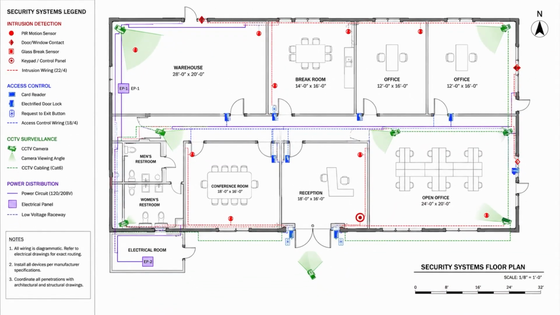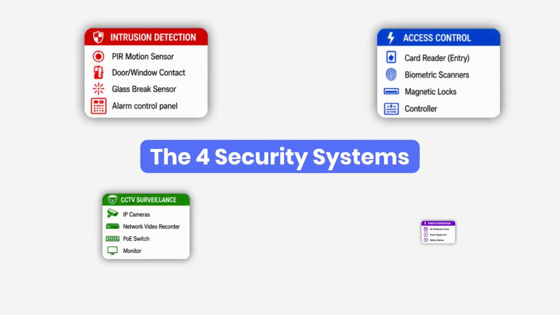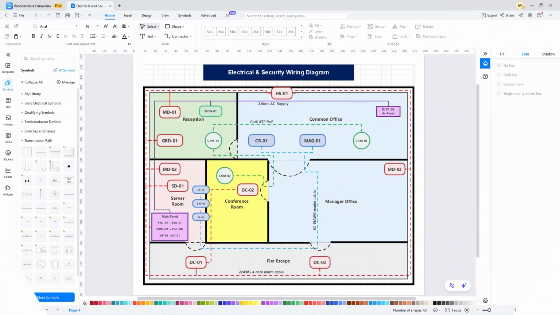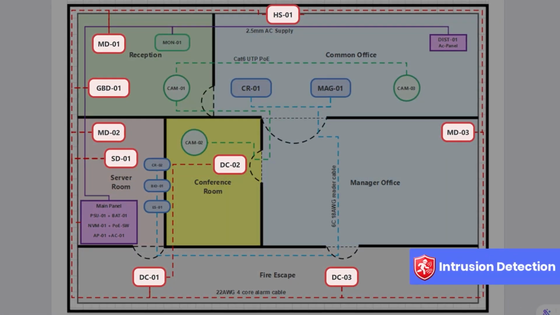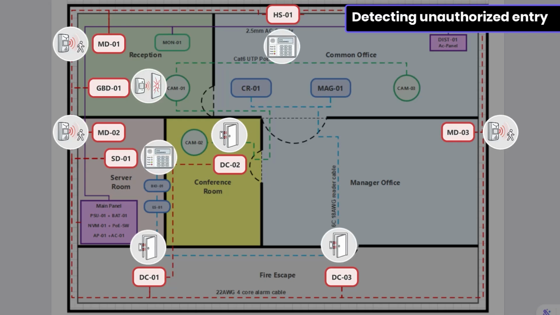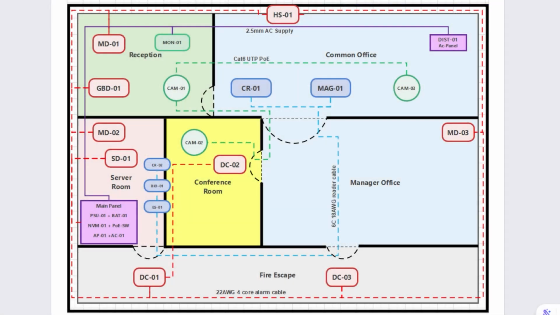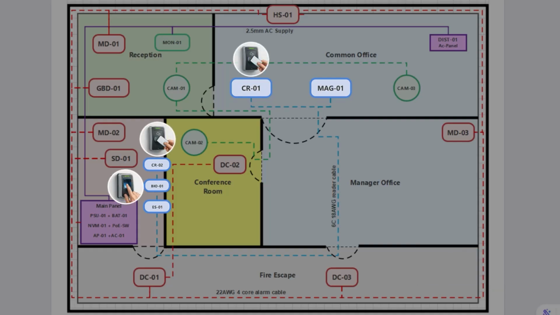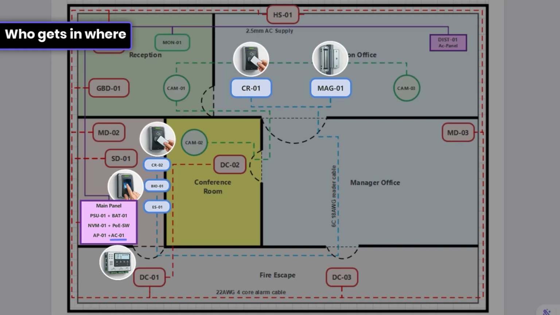Before we start drawing, let's quickly go through the 4 systems you will see in almost every commercial security installation. First, the intrusion detection system, or IDS. This covers motion sensors, door contacts, glass break detectors, and the alarm control panel. Its job is detecting unauthorized entry. Second, access control, or ACS. Card readers, biometric scanners, magnetic locks, and the controller that decides who gets in where.